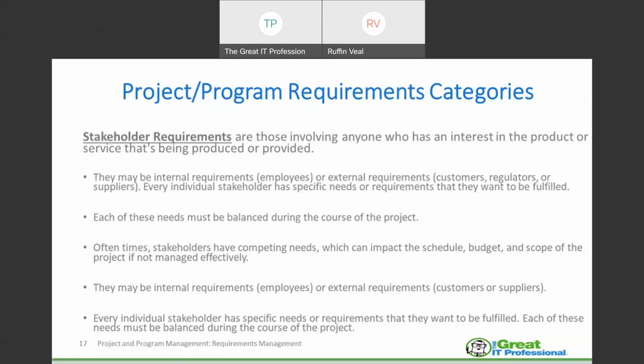One point that we want to remember is the bullet point at the bottom there: every individual stakeholder has specific requirements, and they all feel that their requirements are the most important. They may have 10 requirements, and if you were to ask them which of these are your priorities, they will say that all of them are important. But we know that's not the case.